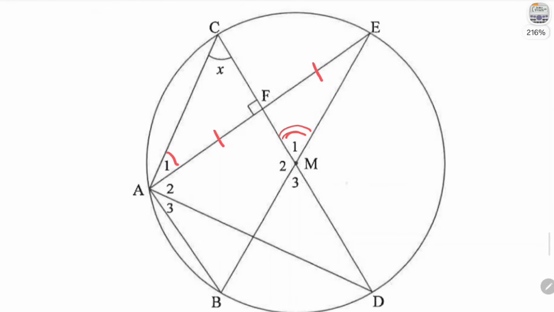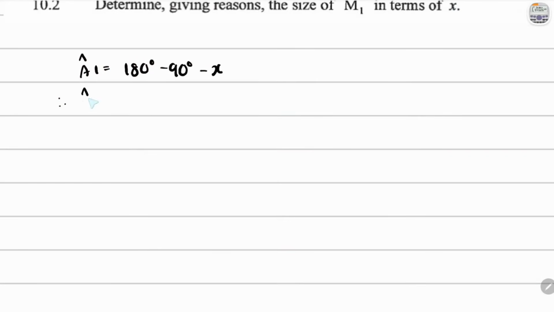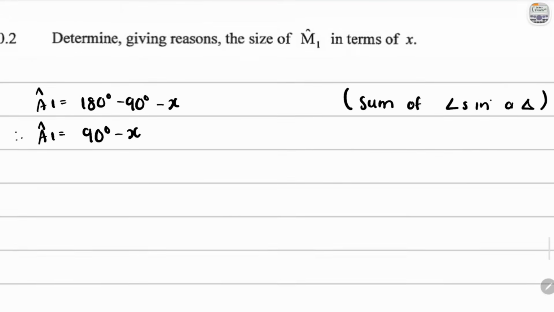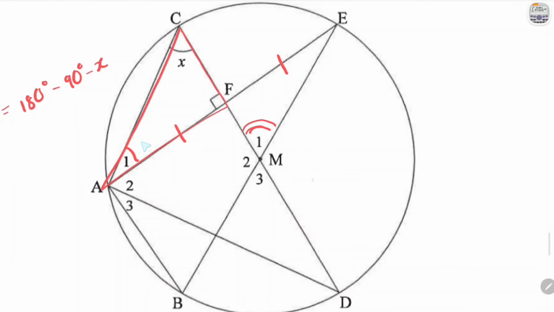How can we find angle A1 in terms of x? Well, angle A1 is part of a triangle that includes x. So to find angle A1, remember that the sum of angles in a triangle adds up to 180 degrees. So we can say 180 degrees minus 90 degrees, because that's the other angle here, and then minus x, and that would give us angle A1 because of the sum of angles in a triangle. And therefore angle A1 is equal to 90 degrees minus x, and this is because of the sum of angles in a triangle.